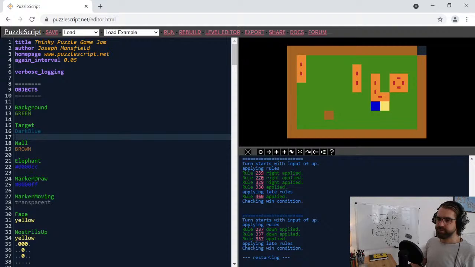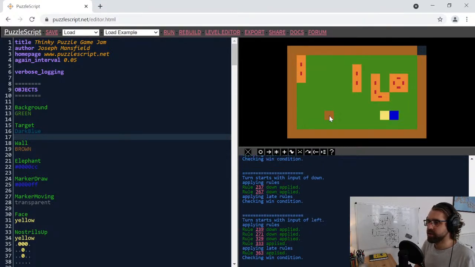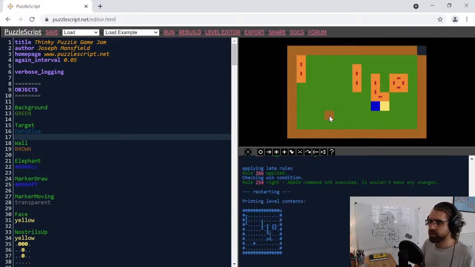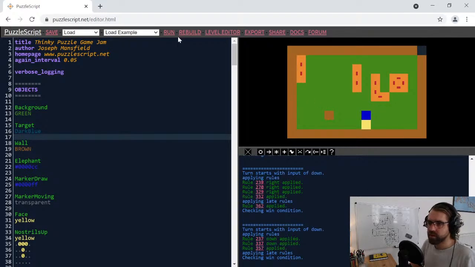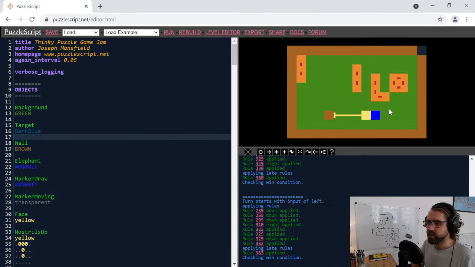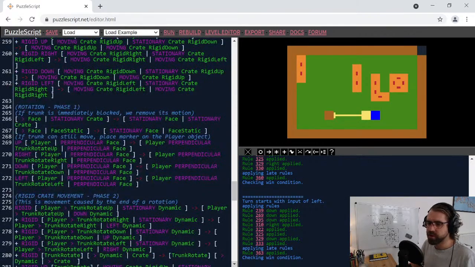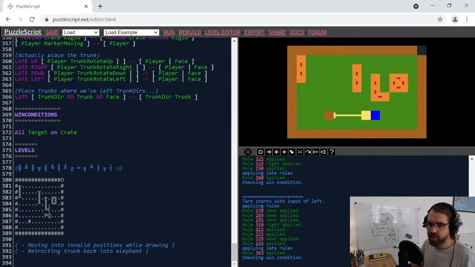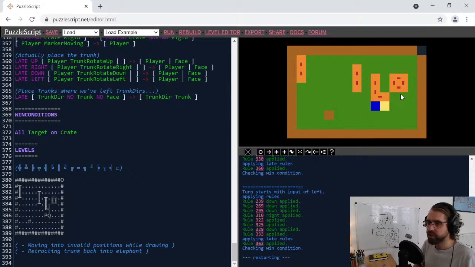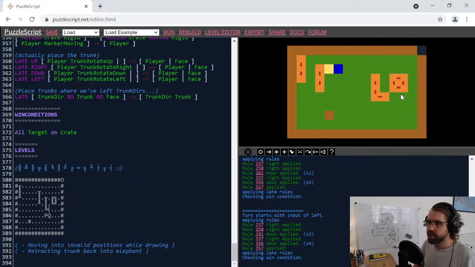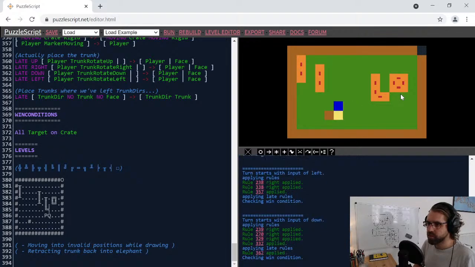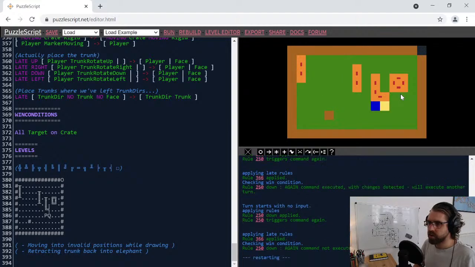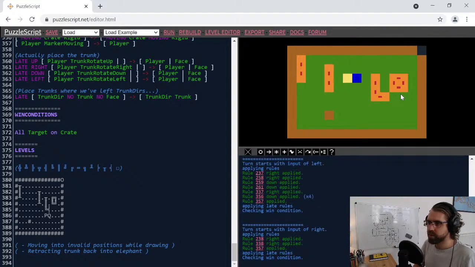Okay, what's next? What is next? Oh, didn't mean to hit that. So I implemented that stuff. I left some notes at the bottom about what was next. What was it? Moving into invalid positions while drawing. Right, because I've managed to make it so that I can't. Better example. I can't push.